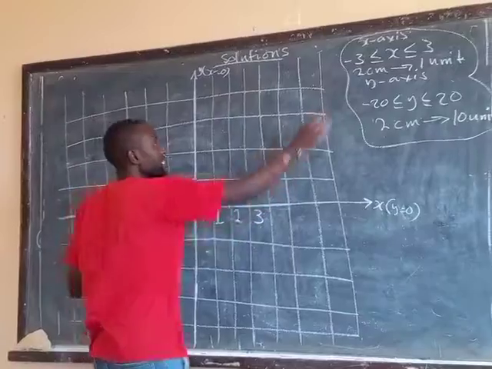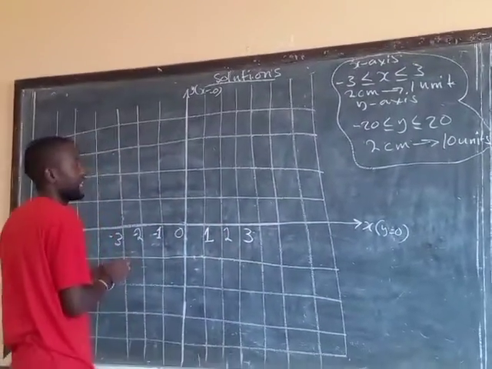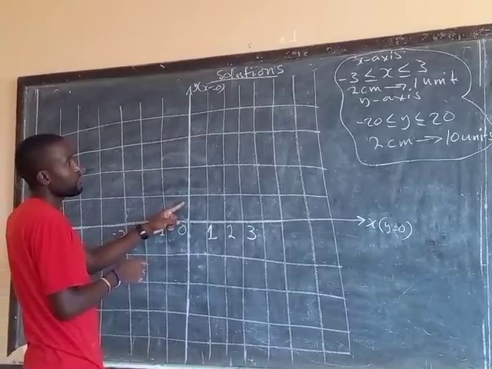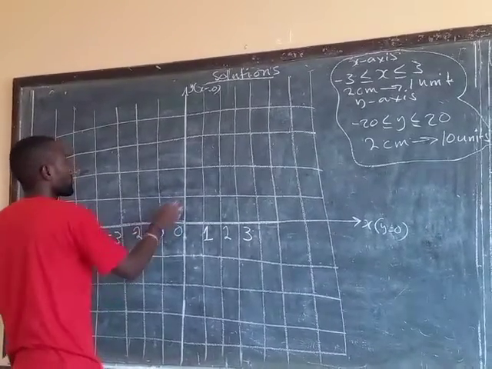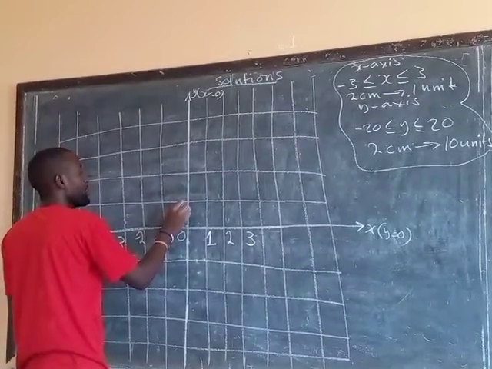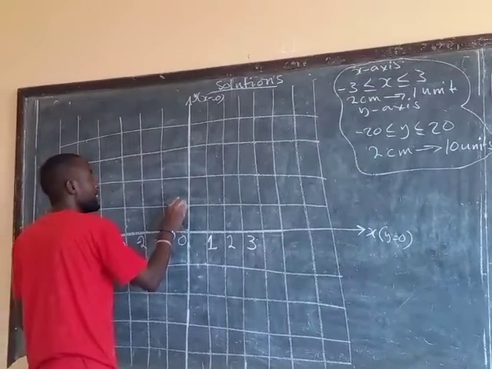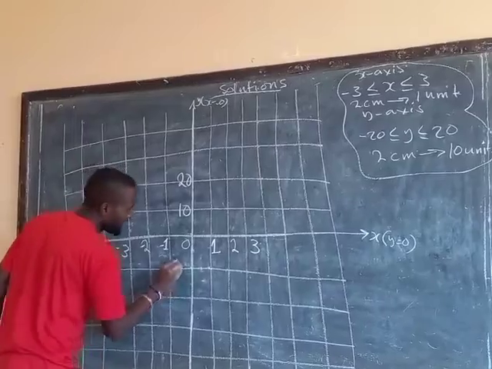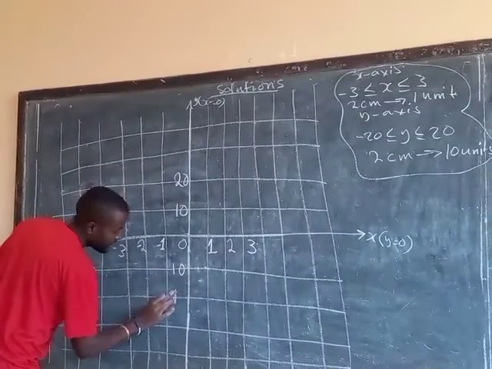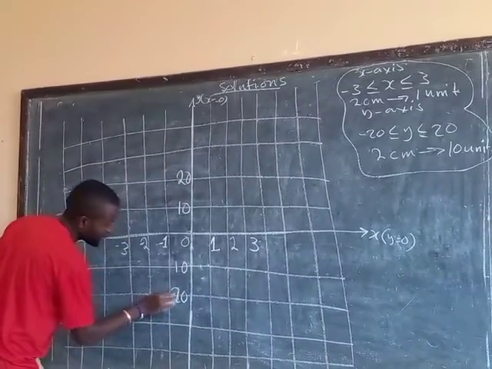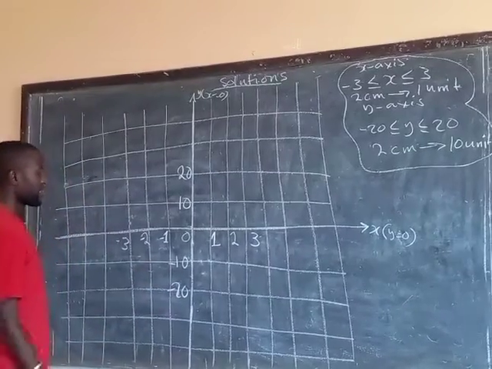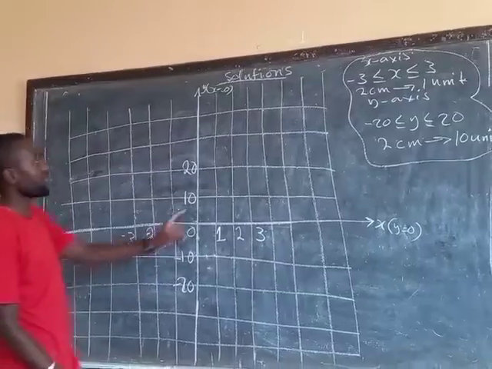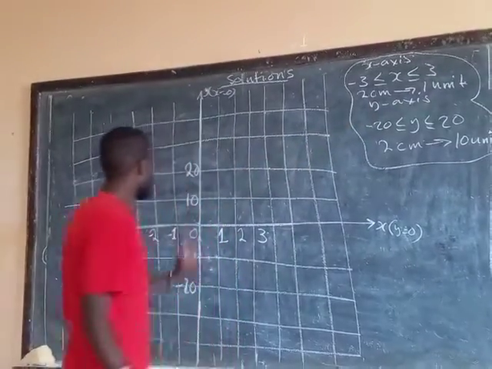I've shown this scale on this part. Again I go to my y-axis, which they are saying that 2 centimeters represent 10 units. So it will be 10 here and 20 there. So we have 10 here and 20 there, on the positive side, and I've represented this scale here. Very simple.